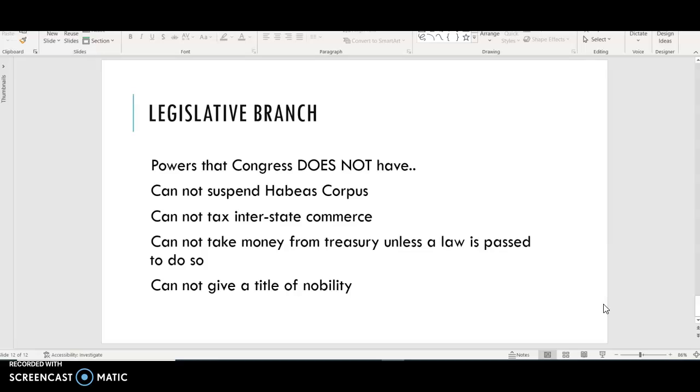They can also not give a title of nobility, so they don't get to make somebody a king or a queen in this country. We don't have those titles, and the legislative branch can't decide that.